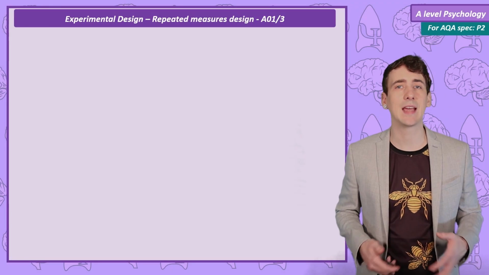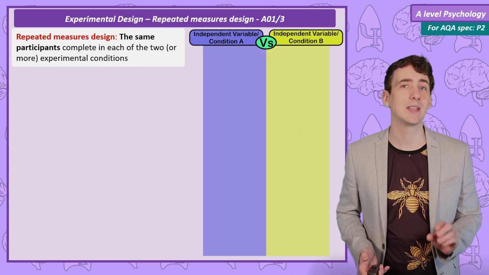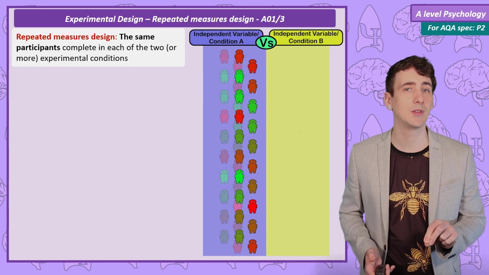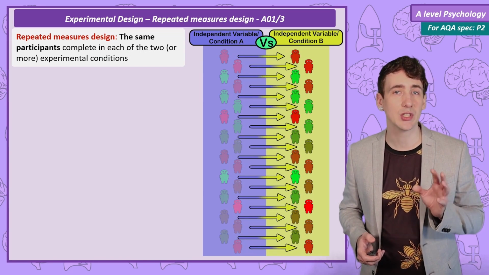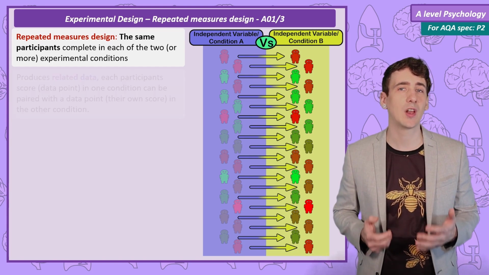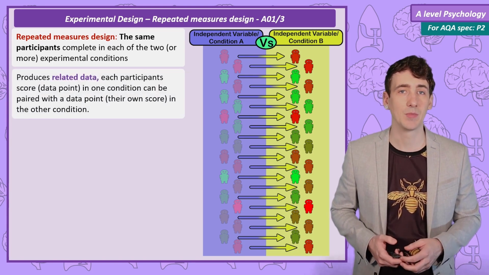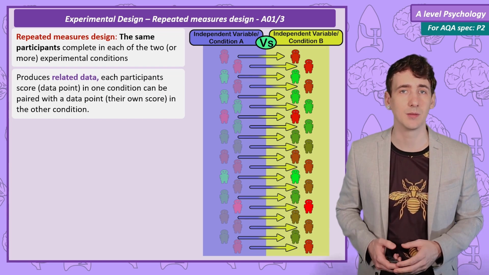Repeated measures design. So an alternative is to get all the participants to complete both conditions. Easy to remember its name, as each participant has to repeat the experiment under each condition. So the researcher is comparing each participant's score in condition A with their score in condition B. Because of this, the data the researchers collected is called related data. Each data point in one condition has a related data point in the other condition.